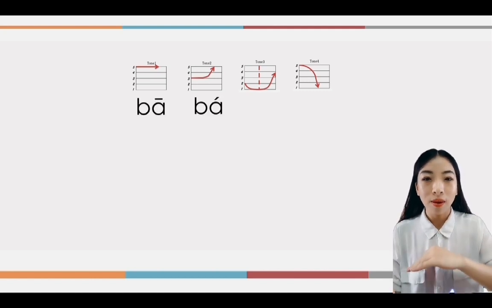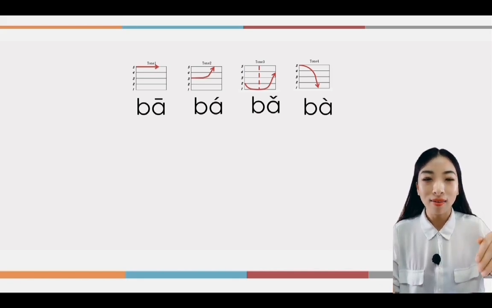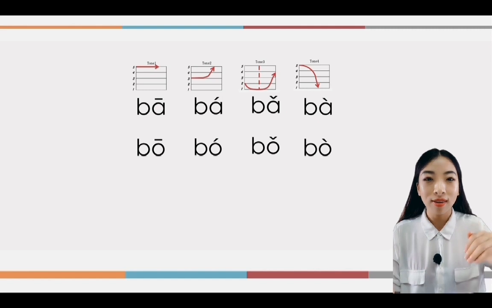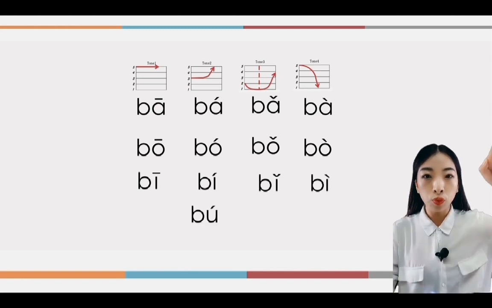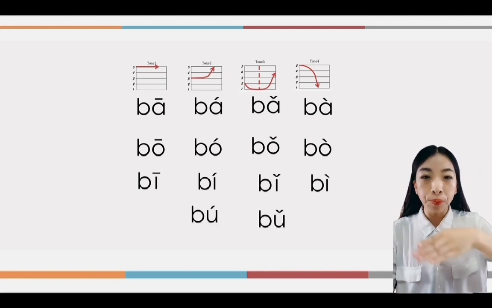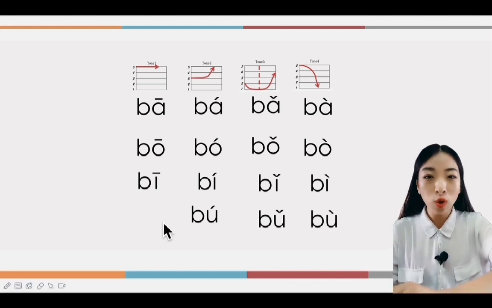Ba, ba, ba, ba. Bo, bo, bo, bo. Bi, bi, bi, bi. Bu, bu, bu. There is no Chinese character pronounced bu.